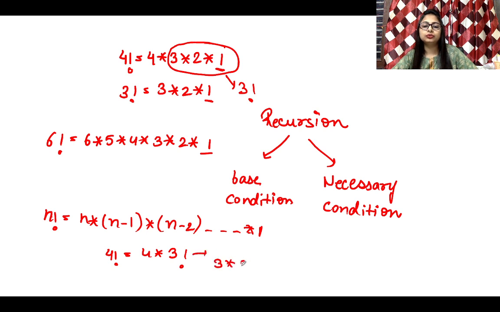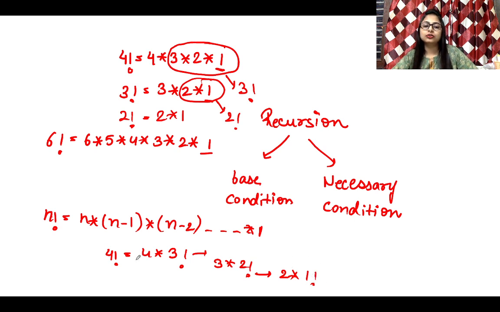3 into 2 factorial, right? Because what is 2 factorial? 2 into 1. So I can replace 2 into 1 as 2 factorial. Similarly, what will be the next? 2 into 1 factorial. Then next, 1 into... we all know 1 factorial is 1.